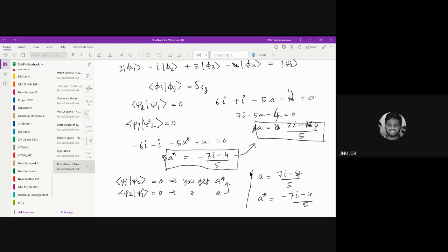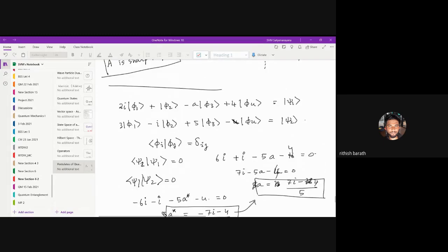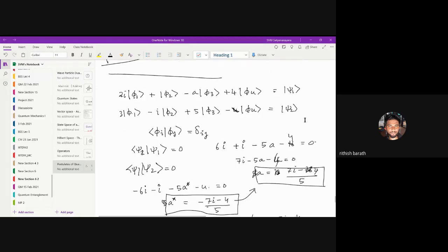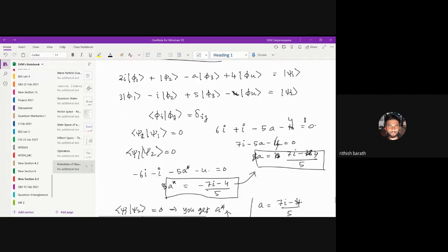Okay, sir. I understood. Sir, this question can be solved much more easily, no, sir. Like we can take the normalization condition of the first one itself, psi one star psi one, and we can just find A because all other coefficients are given. So it's just psi one star psi one, and we can find A from the normalization condition, isn't it, sir? Yeah.